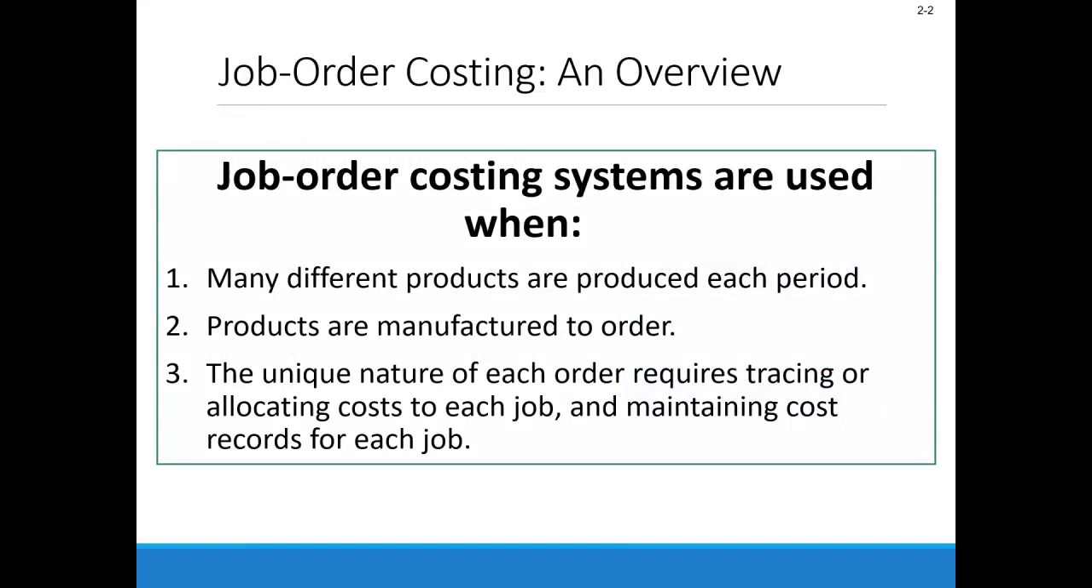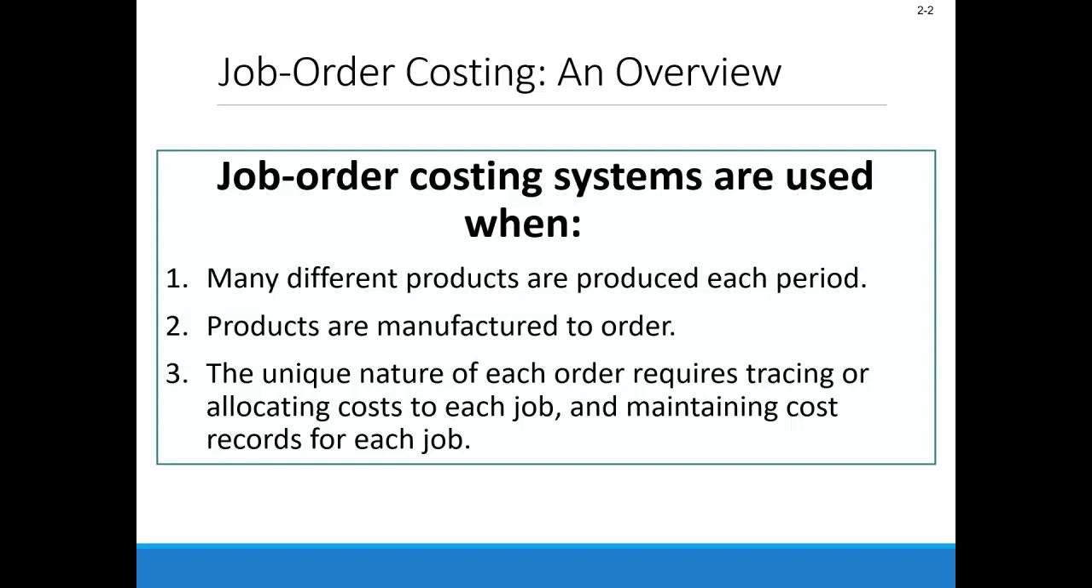So again, we're in managerial accounting, and oftentimes we contrast job order costing with process costing. Job order costing is very common and used when what's being manufactured are a lot of different products each period. Products are manufactured to order. The unique nature of each order requires tracing and assigning costs to each job and maintaining cost records for each job.